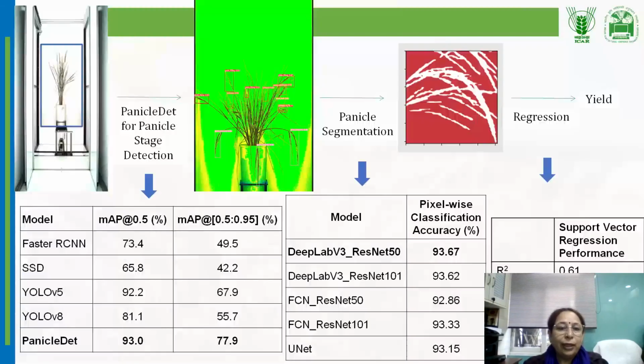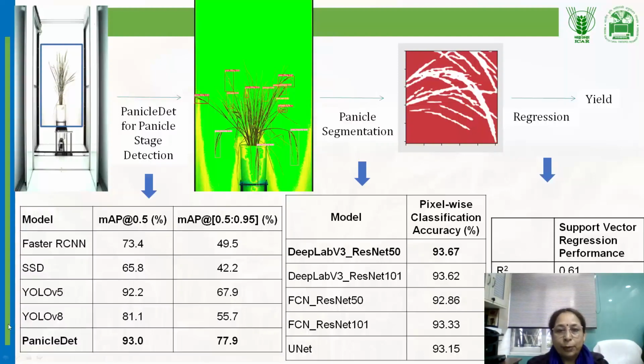On this, different deep learning models were applied to see the accuracy for the identification of the different panicle stages. For some of the stages, we got accuracy of more than 90%, but for two stages, we got accuracy almost in the range of 70 to 75%. This is the accuracy we got when we applied different deep learning models: Faster RCNN, SSD, and different versions of YOLO, YOLO V5, YOLO V8, and then different versions are available now.